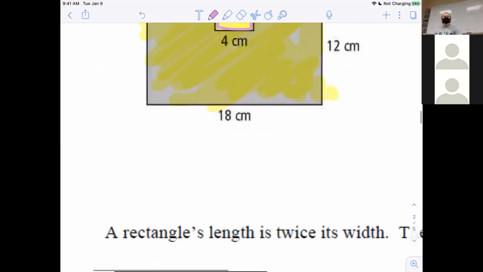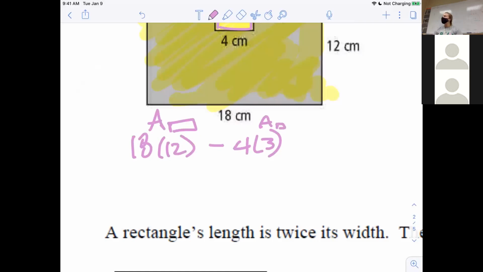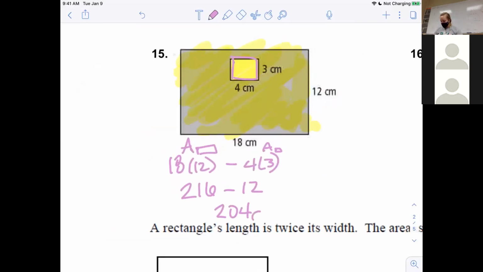You can write it separately. You can do 18 times 12 and then 4 times 3 and then put them together. I'm going to do it all together, though. I'm going to do 18 times 12 minus 4 times 3 all in the same equation. It's essentially the area of the big shape minus the area of the little shape. 18 times 12, I believe, is 216. 4 times 3, I know, is 12. 216 minus 12 is 204. Is this going to be centimeters or centimeters squared? Squared, very good.